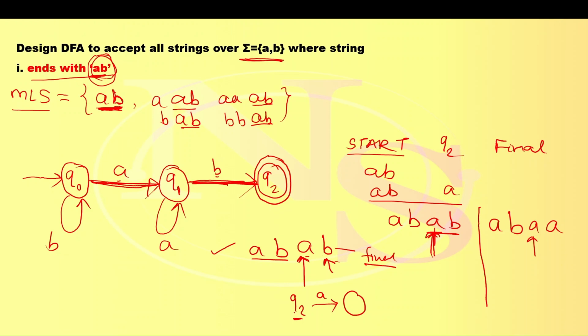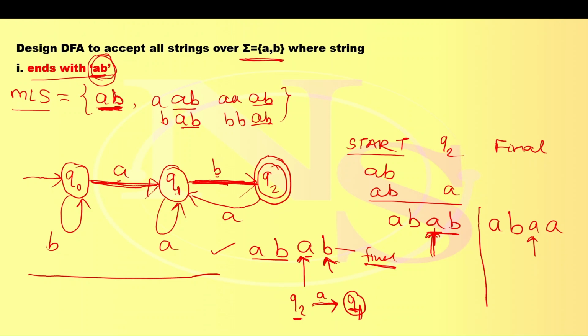Hence, the transition from Q2 for the symbol A should go to some other state. That some other state will read the B and will go to the final. So in this existing automata, which is the state which is reading B and going to final? Q0 reading B going to final? No. Q1 reading B going to final? Yes. So that some other state will be Q1. Hence I can say the transition from Q2 for symbol A will go to Q1.